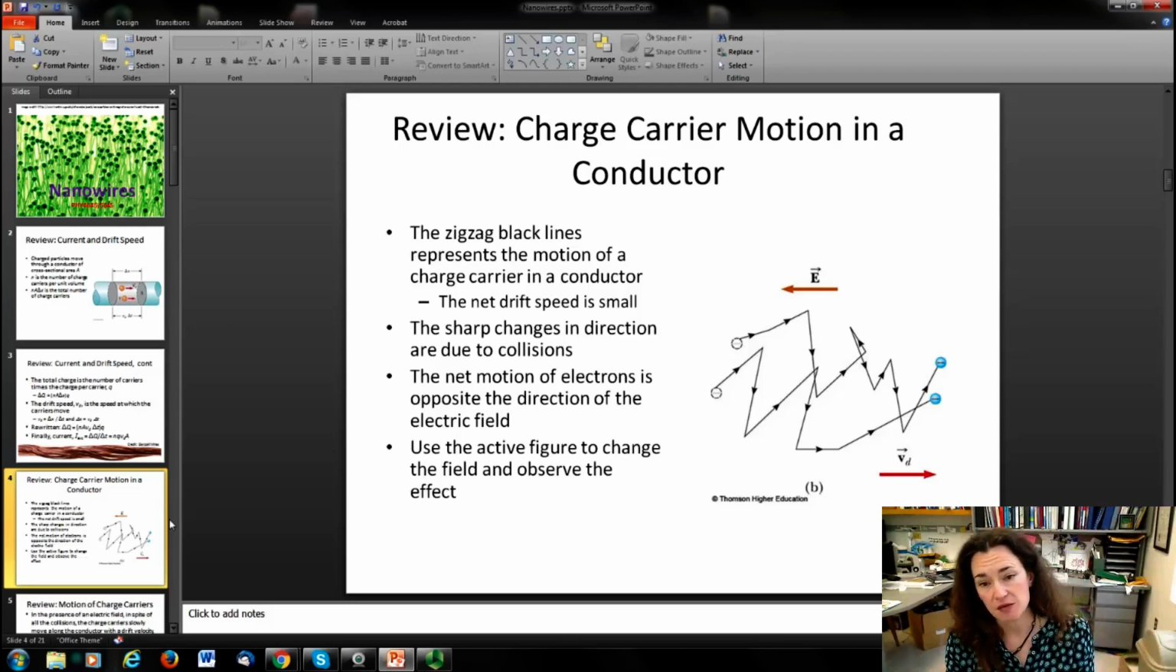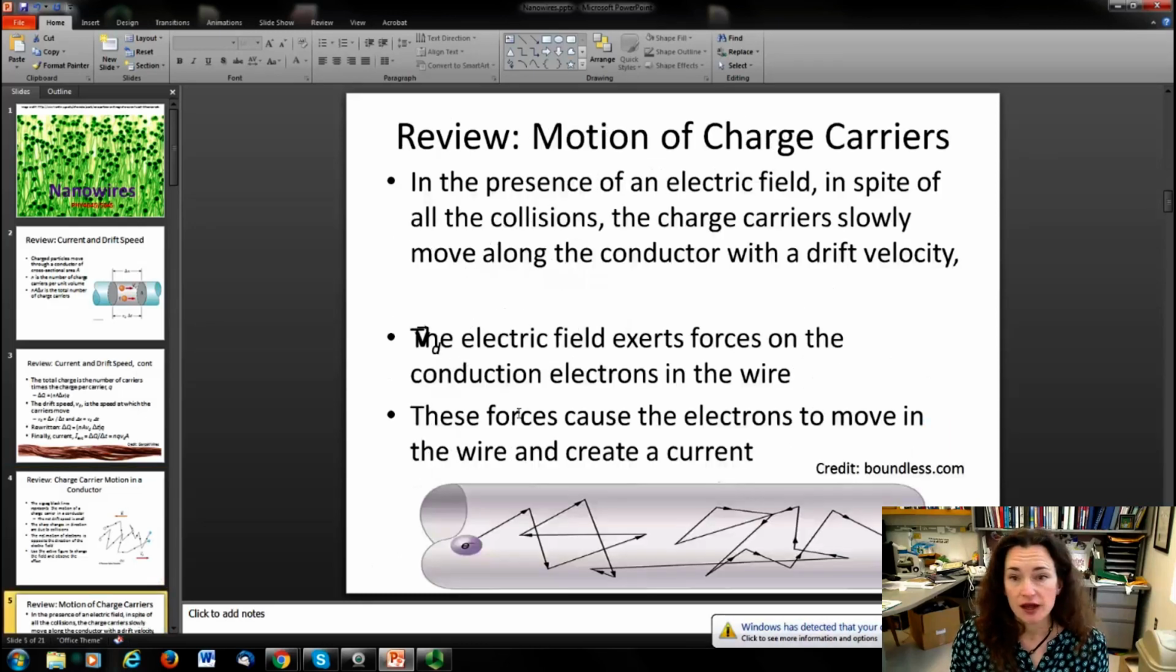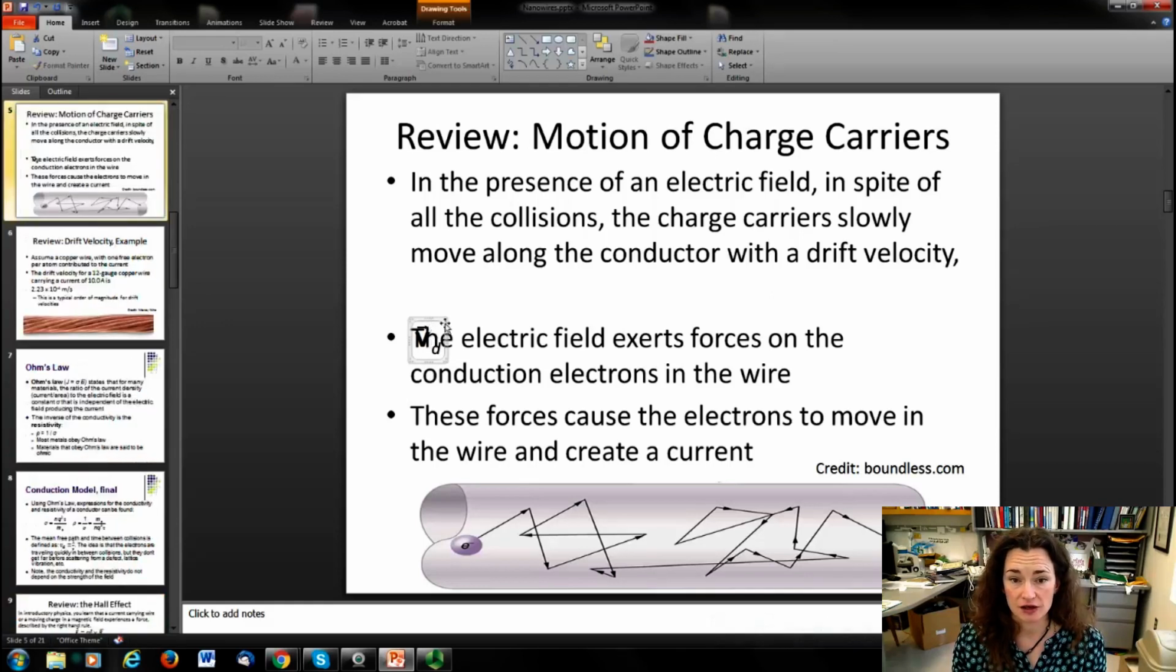Okay, and the net motion of an electron, for example, would be opposite to the direction of the electric field, because remember, your electrons want to move up those electric field lines. So in the presence of a field, in spite of all those collisions, the charge carriers move along with the drift velocity v sub d, the electric field exerting forces on the conduction electrons in the wire, and it causes them to drift along rather slowly and create a current.